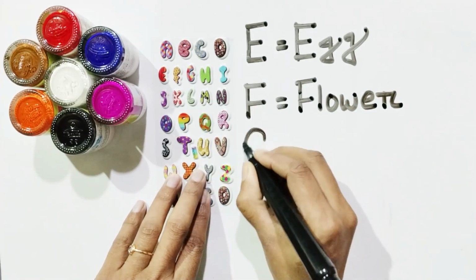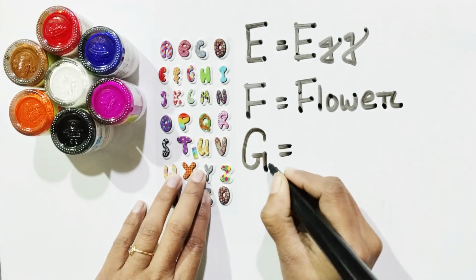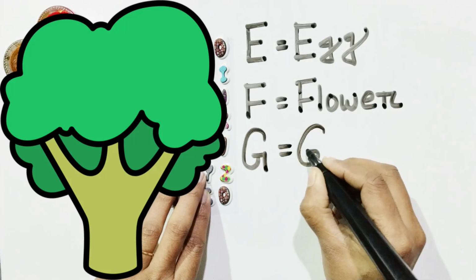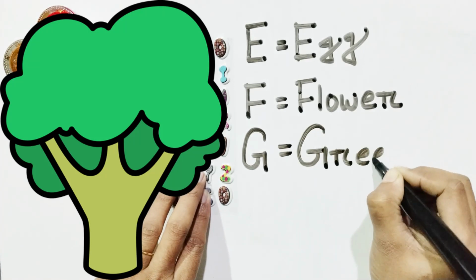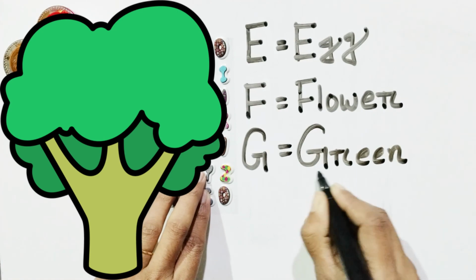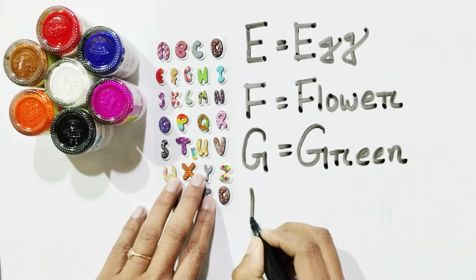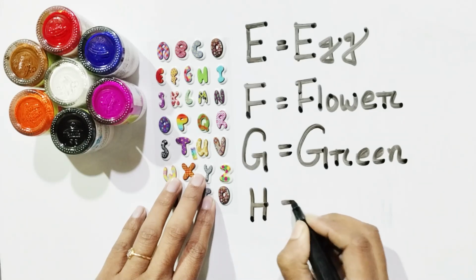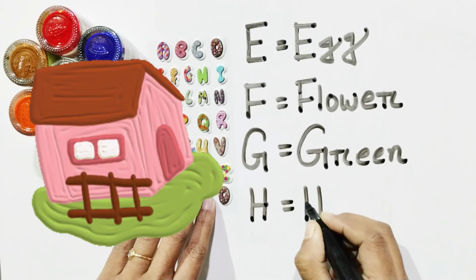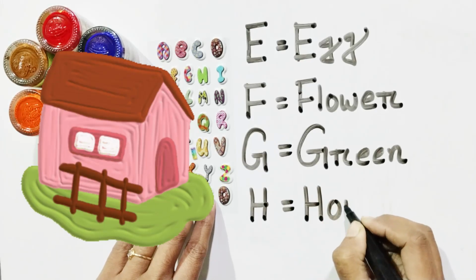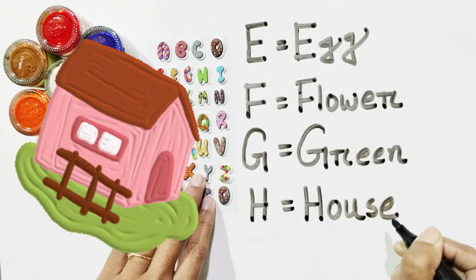G. Write with me G. G is for green. G R E E N green. H. H is for house. H O U S E house.